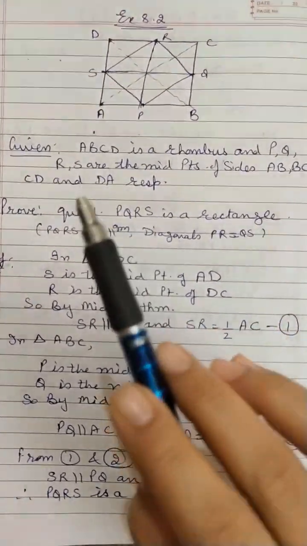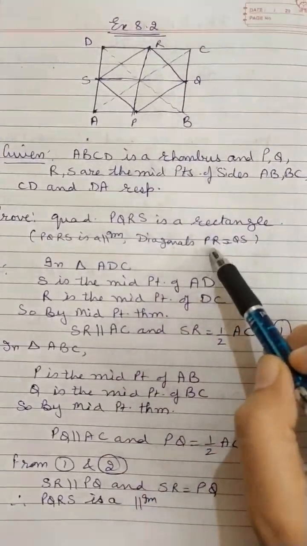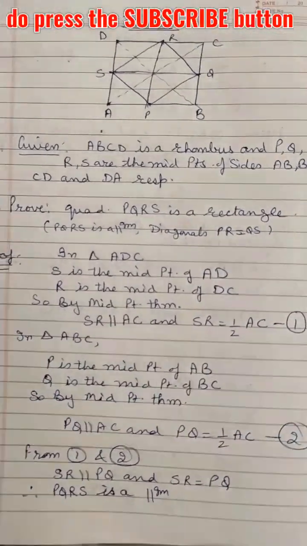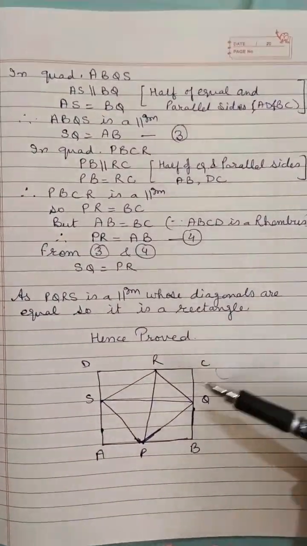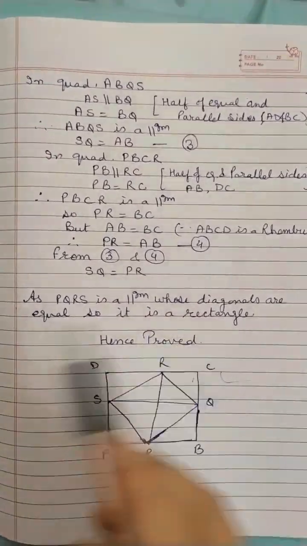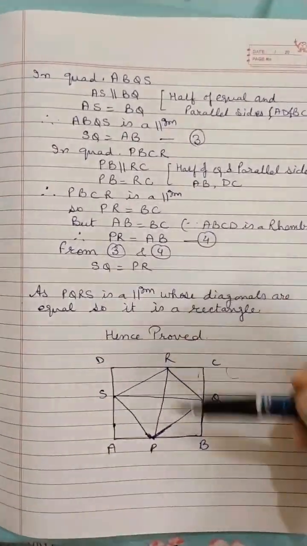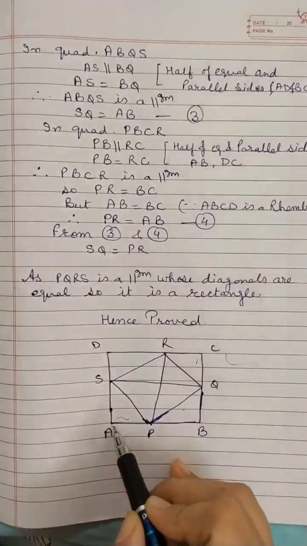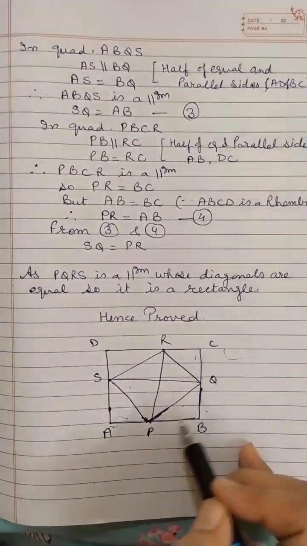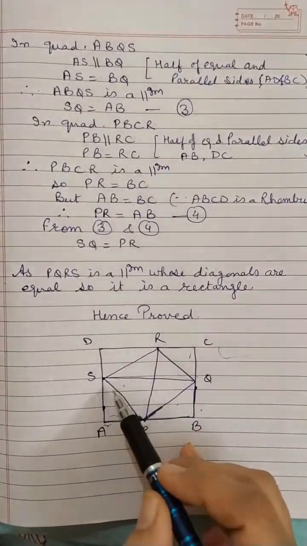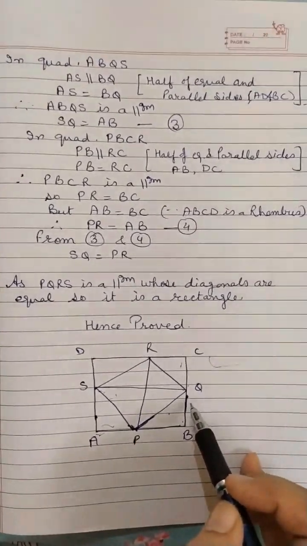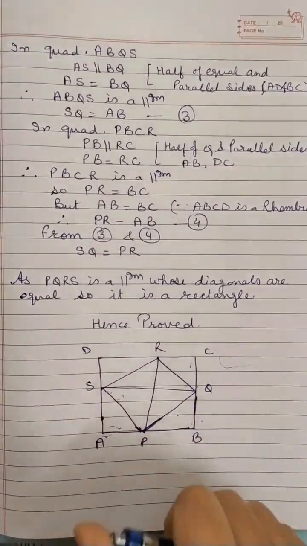So now one part is proved. Now I want to show that the diagonal PR is equal to QS. Let's see how to prove it. To prove the second part, that the diagonals are equal, I've drawn a very rough figure quickly over here so that we don't have to go to the other page. First of all we will take this quadrilateral ABQS. In this quadrilateral we can say that AS is parallel to BQ and AS is equal to BQ. Reason, we have already proved that it is a parallelogram.